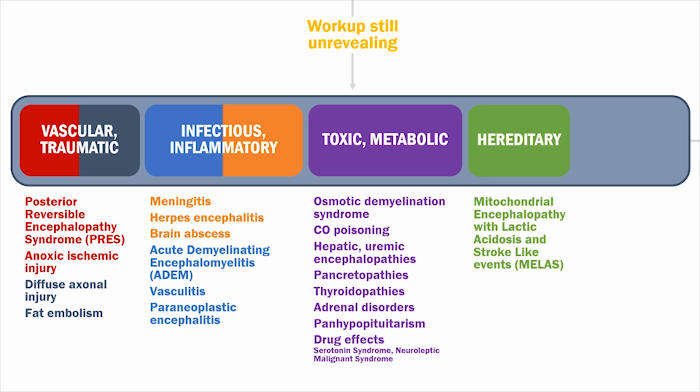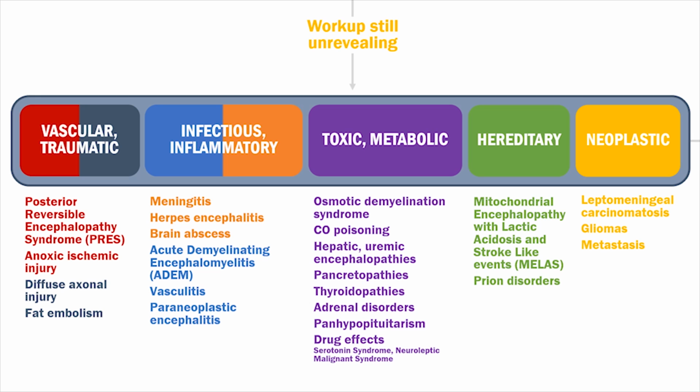Hereditary category includes disorders like MELAS, mitochondrial encephalopathy with lactic acidosis and stroke-like events, say that 3 times fast, and prion disease. As we discussed before, prion disease probably belongs in its own category, but we lumped it here with hereditary disorders just to simplify things. We didn't discuss the hereditary category much in this talk because these disorders are usually rare in the adult patient. Finally, don't forget neoplastic pathologies, like leptomeningeal carcinomatosis, gliomas, metastasis, and pituitary neoplasms.